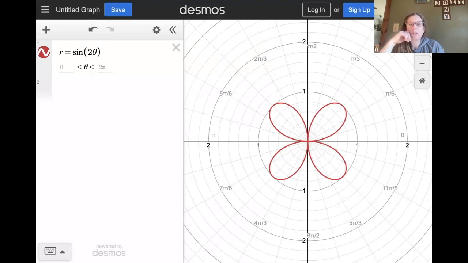I also notice in this particular graph, we go from 0 to 2 pi. So keep that in mind. So 0 is included, 2 pi is excluded. That would make a difference when solving if we're looking for the loops themselves.